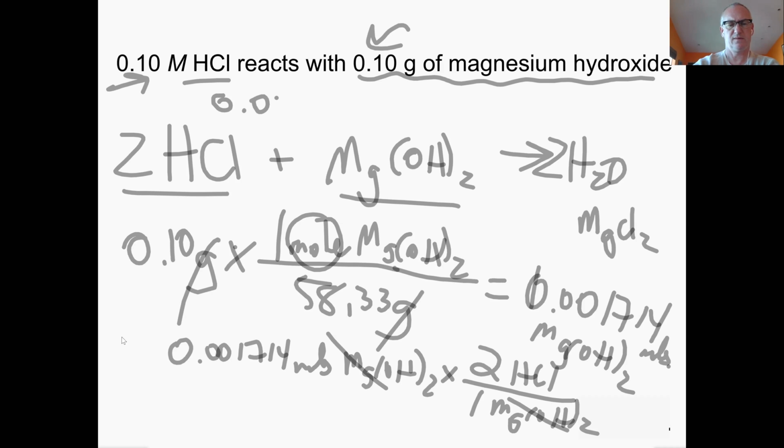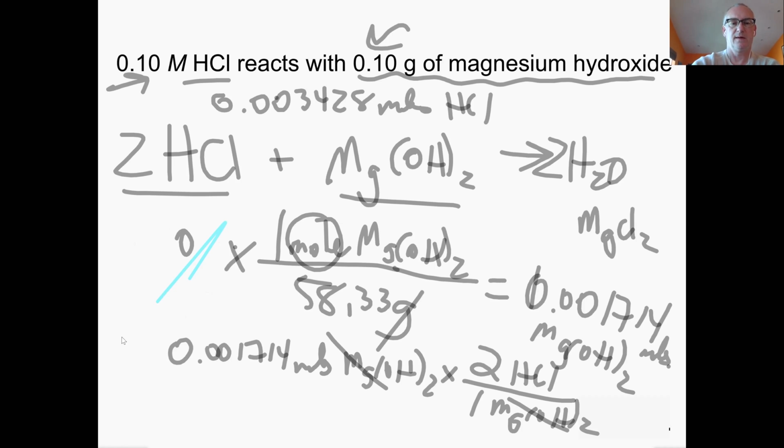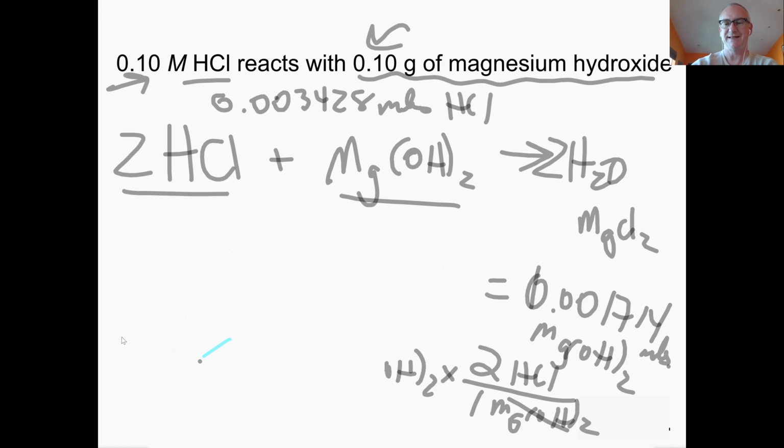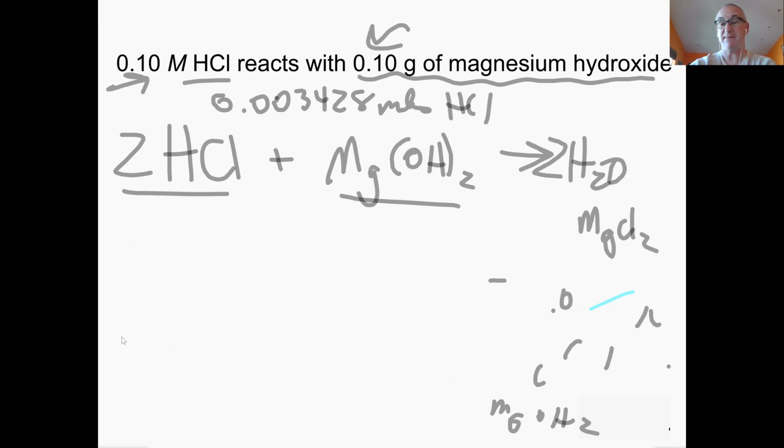Wait a minute, really? If you multiply 0.001714 times 2, that should be 0.0034, shouldn't it? I guess 0.003428. Yeah, sorry. Okay. So that's how many moles of HCl we have. Now we need to figure out what volume of stomach acid contains that many moles of HCl.